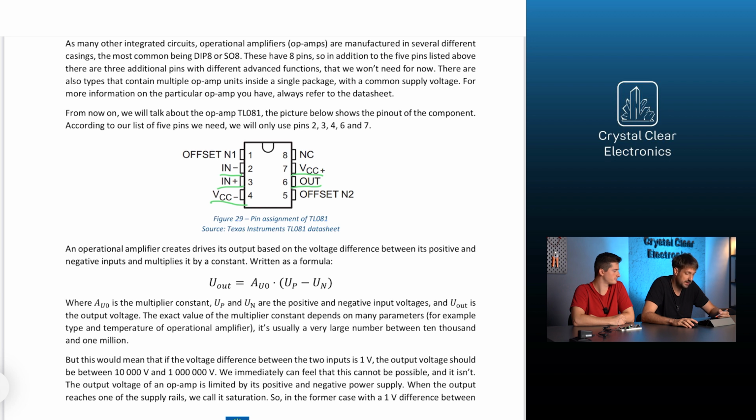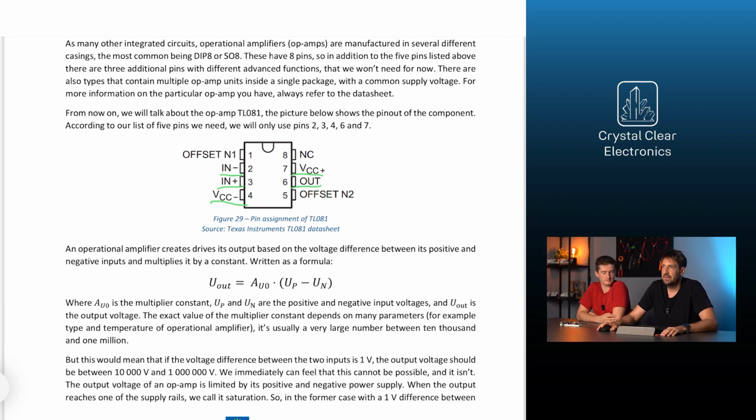We won't discuss the other pins here. For now, this knowledge will be enough. For more information on the functions of the pins of a particular type of operational amplifier, please refer to the component datasheet. An operational amplifier drives its output based on the voltage difference between its positive and negative inputs multiplied by a constant. This constant number, represented by A0 in the formula, is the gain of the operational amplifier.